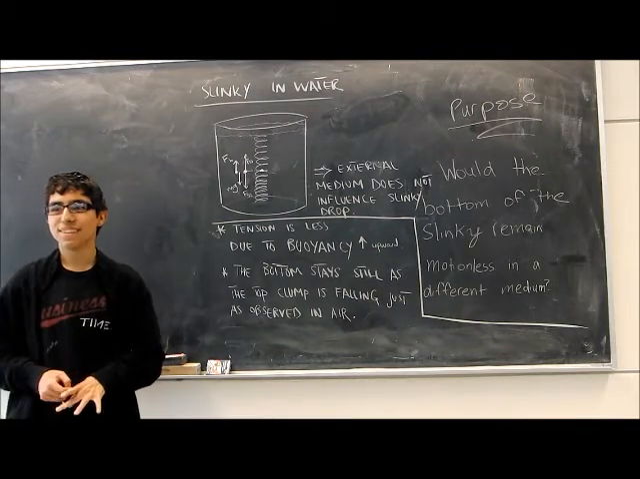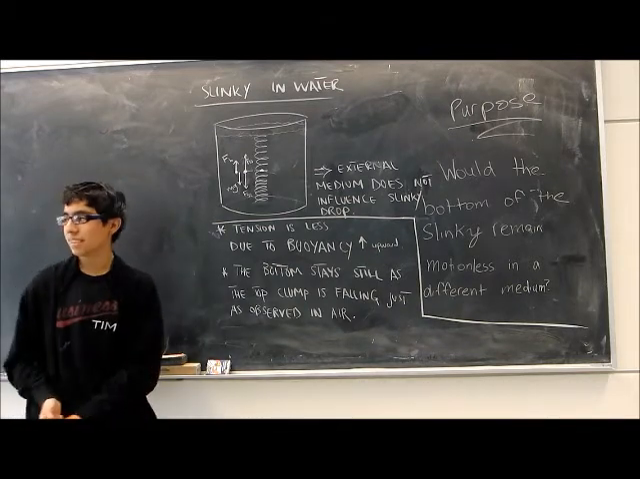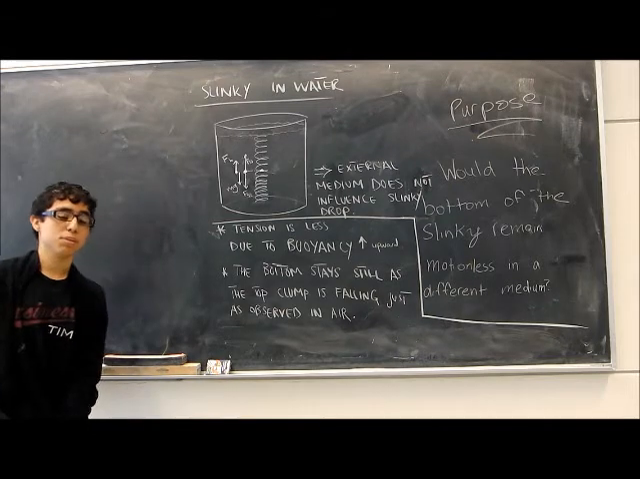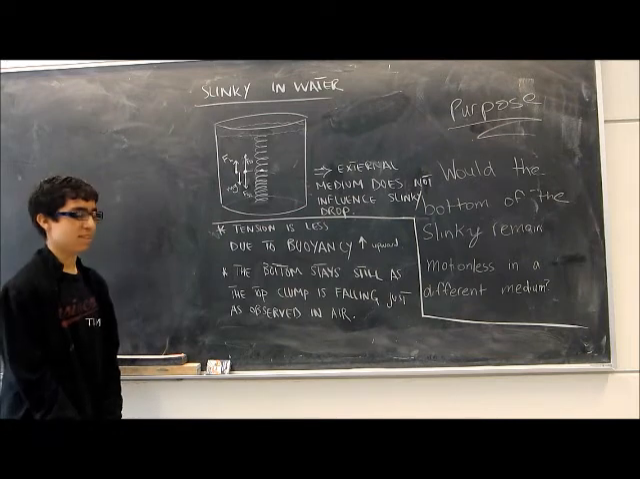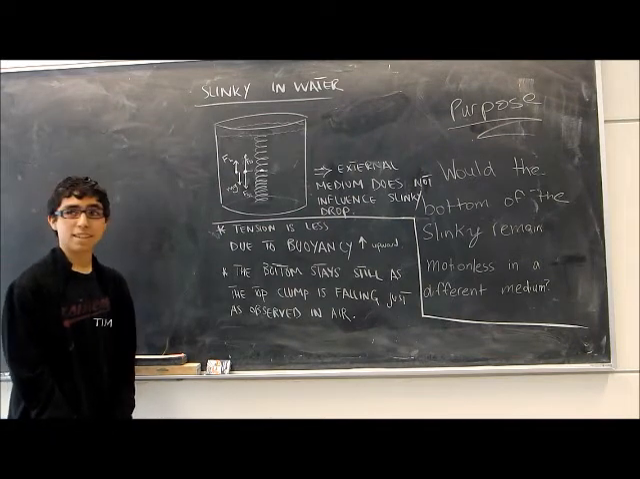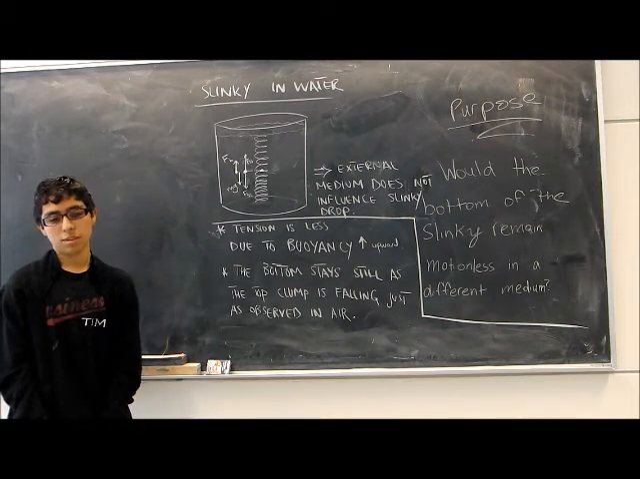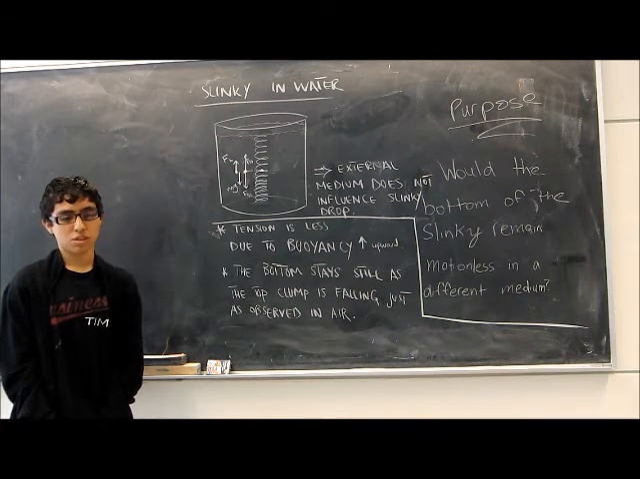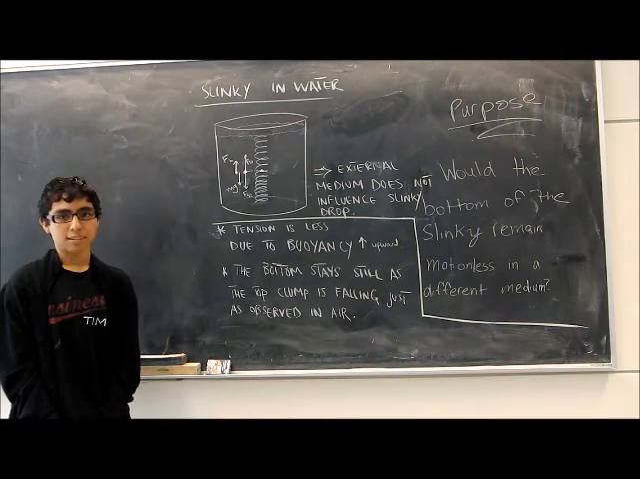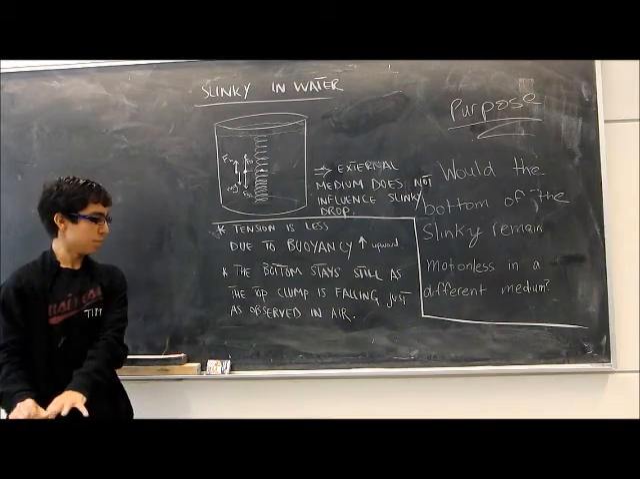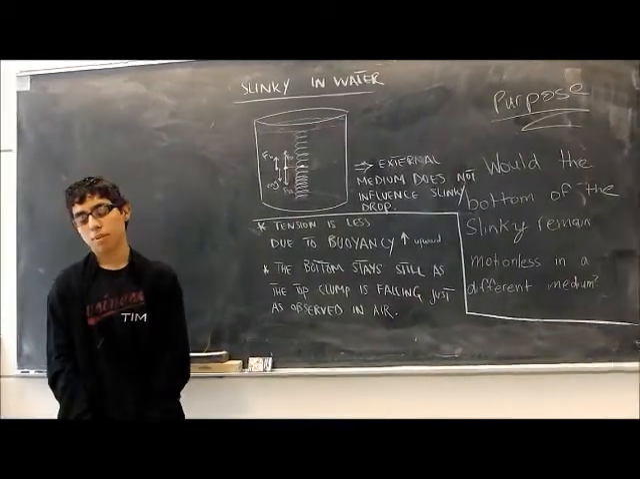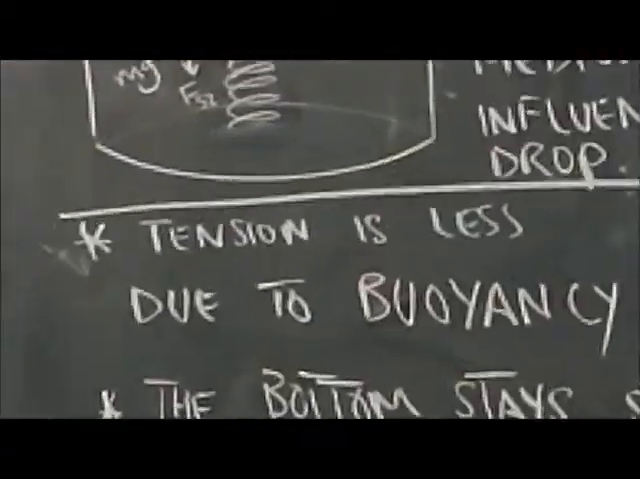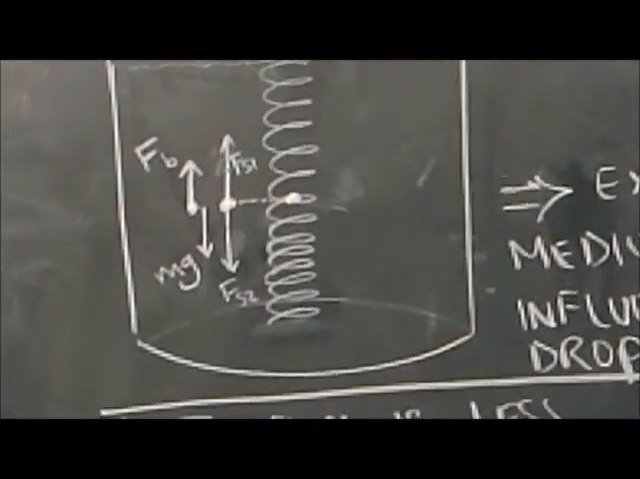Okay, we saw the video, and as you can see, the external medium does not influence the Slinky drop. And you must wonder why, obviously, you're a scientist, and it's because tension is less due to buoyancy upward, so that makes the velocity go slower, and there is more time for the bottom to remain motionless. So the bottom stays still as the top clump is still falling, as observed in water. As you saw, it didn't really change.